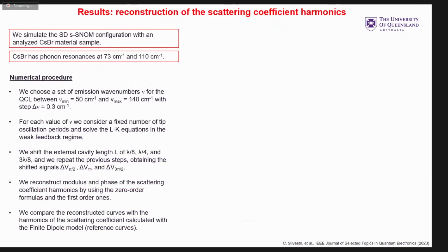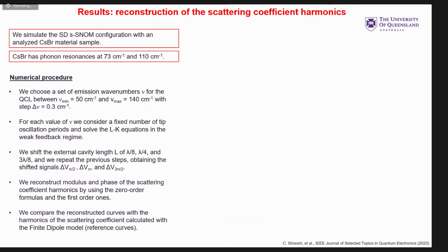Then we tested these formulas on numerically simulated self-mixing signals. So we simulated the configuration by supposing a sample of cesium bromide, which has 2 formal resonances. And the numerical procedure is explained here. So we choose a set of emission wave numbers of frequencies, and for each emission wave number, we solve the Lang-Kobayashi equations in the weak feedback regime. And then we shift the external cavity length, and we obtain also the shifted signals. And by combining all these obtained signals, we can reconstruct modulus and phase of the scattering coefficient harmonics.